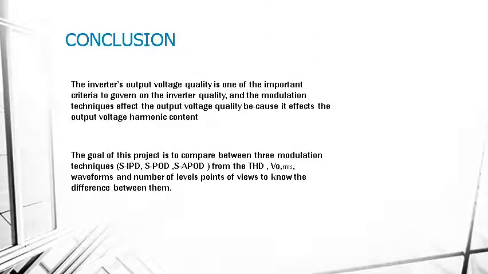Conclusion. The inverter's output voltage quality is one of the important criteria to govern the inverter quality, and the modulation technique affects the output voltage quality because it affects the output voltage harmonic content. The goal of this paper is to compare 3 modulation techniques, SIBD, SBOD, SABOD, from the total harmonic distortion, output voltage RMS waveform and number of levels point of view, to know the difference between them.